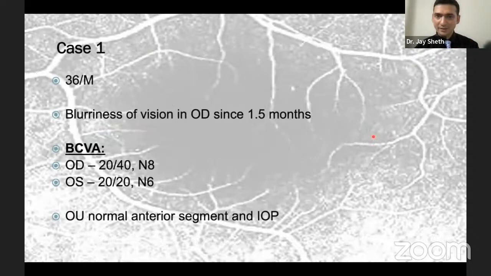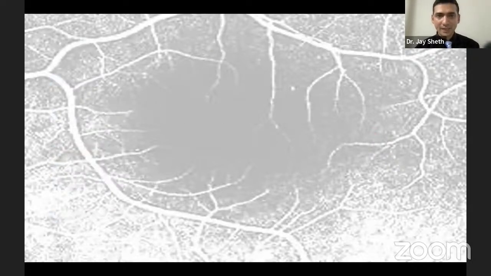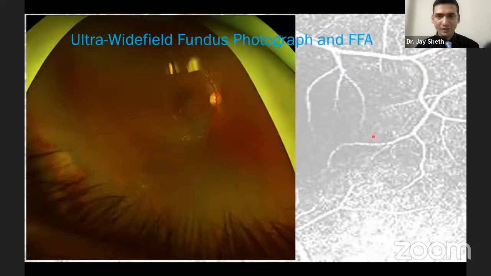So in the end, I'll just discuss a couple of cases to end my talk. This was a 36-year-old male who came with blurriness of vision in the right eye of almost 1.5 months duration. And this is the ultra wide field photography of the patient. If we look, the disc, macula, everything appears to be fine.